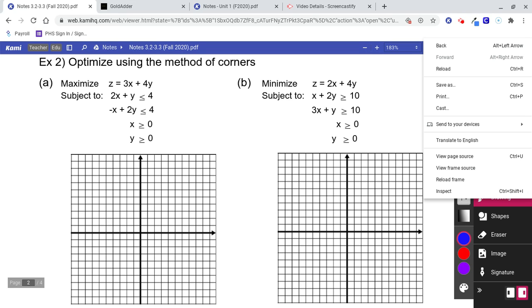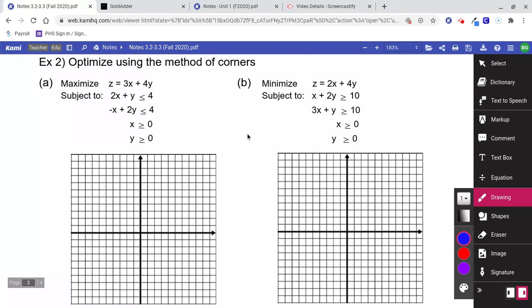Example 2, optimize using the method of corners. So this problem says we're going to maximize. And that first thing right there is called the objective function. Z equals. Notice the only one that has an equals, that one's called the objective function. We don't graph that one. Do not graph that one. We are going to use that one at the end. So pretty much don't even look at that thing until the very end.